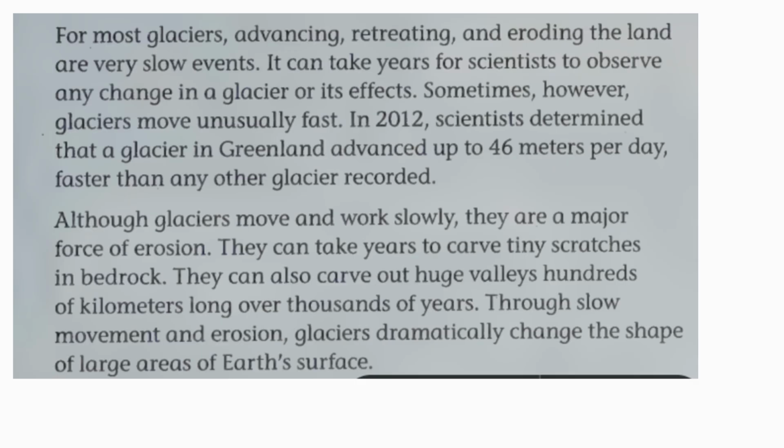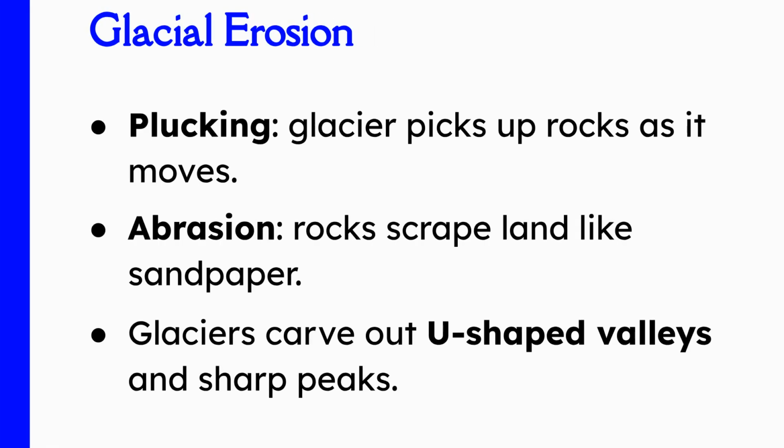They can take years to carve tiny scratches in bedrock. They can also carve out huge valleys, hundreds of kilometers long, over thousands of years. Through slow movement and erosion, glaciers dramatically change the shape of large areas of Earth's surface. Glaciers erode land through two main processes. Plucking occurs as the glacier picks up rocks, and abrasion happens as rocks scrape the land like sandpaper.